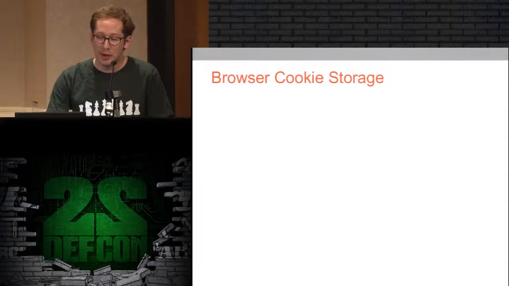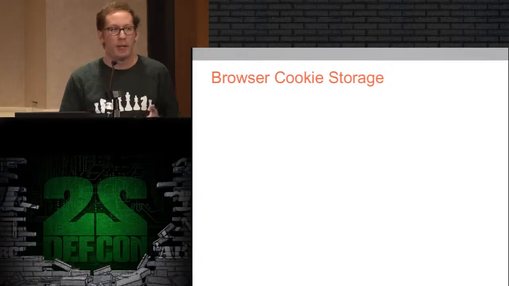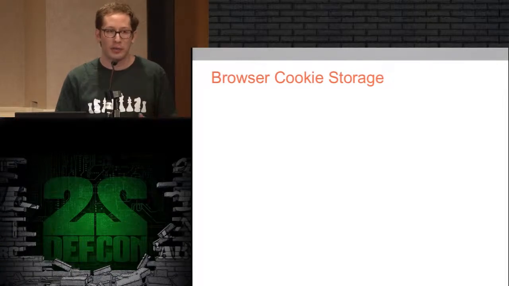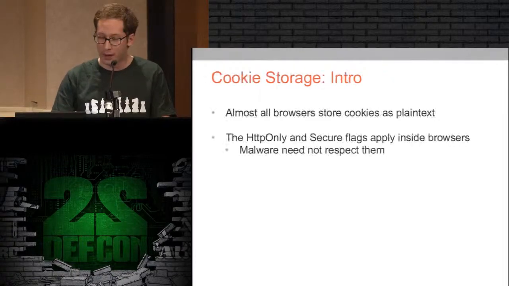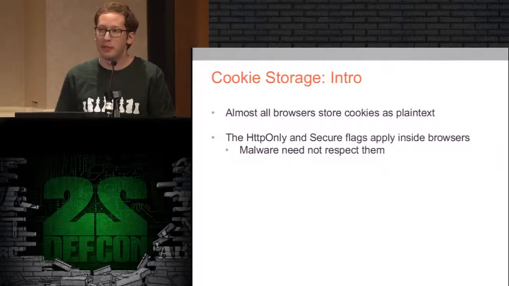Okay, so we're going to talk about the way that browsers store cookies, because the idea is if someone takes over your machine or is just on it for a temporary period of time, how would they read your cookies? What's involved in doing that? So most browsers store cookies as plain text, and the HTTP only and secure flags I talked about earlier are only inside of browsers. So it's up to the HTTP client to enforce them to protect you. Malware doesn't need to respect them. The cookies are all stored in the same place, so your secure cookies are stored alongside your not secure cookies.